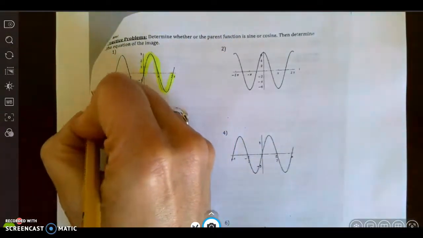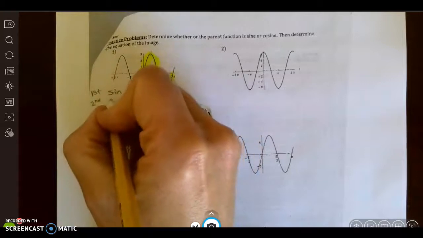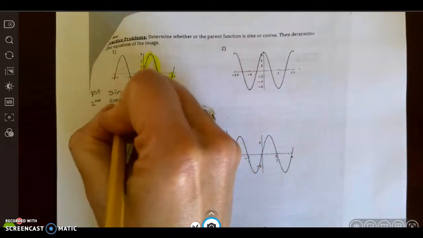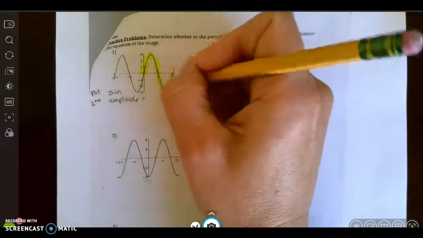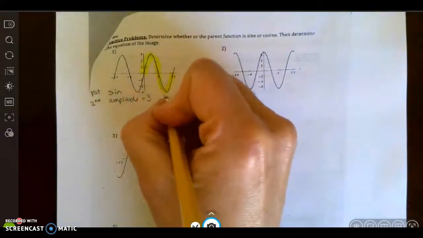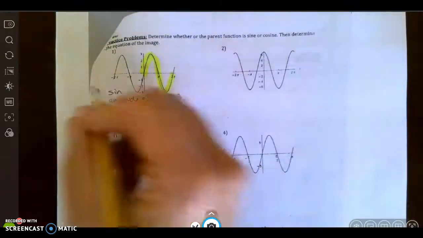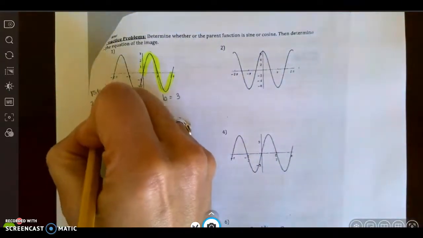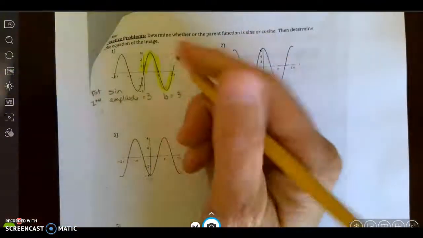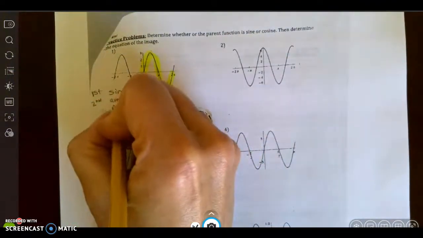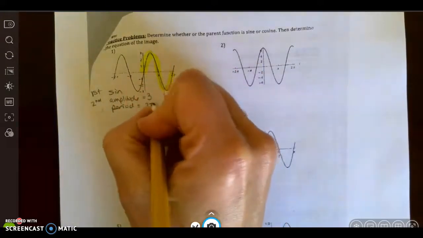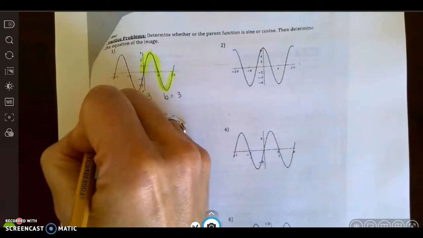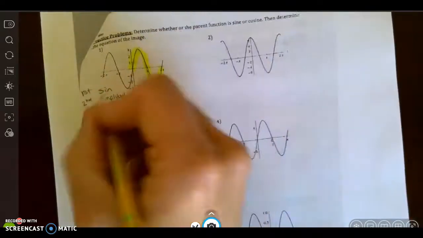My next step is to determine the b value based on the amplitude. And it goes up 3 and down 3. Therefore, my b value is 3. I also want to determine the period, which is 2 pi.